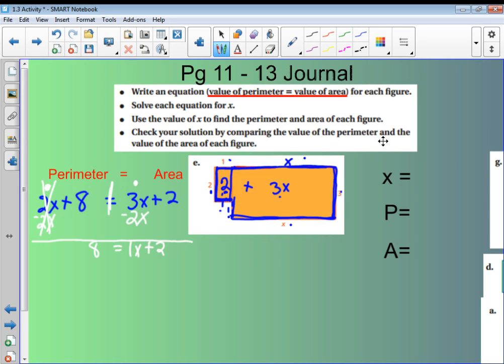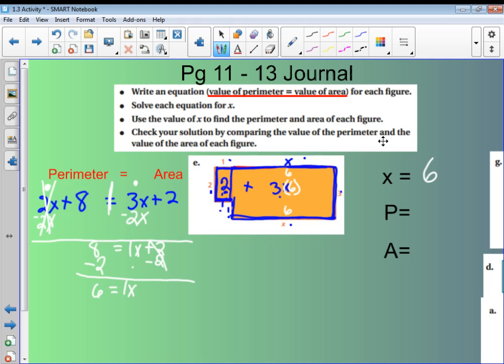So now I'm going to get rid of anything that's with the x on this side, so minus 2, minus 2. I have 6 equals 1x. Oh, 1x equals 6, so I just found out that x equals 6. Okay, so now I'm going to go back in here, and wherever I have an x, I'm going to put a 6 in white. This is now a 6. And I'm putting that in parentheses so you don't think it's 36.